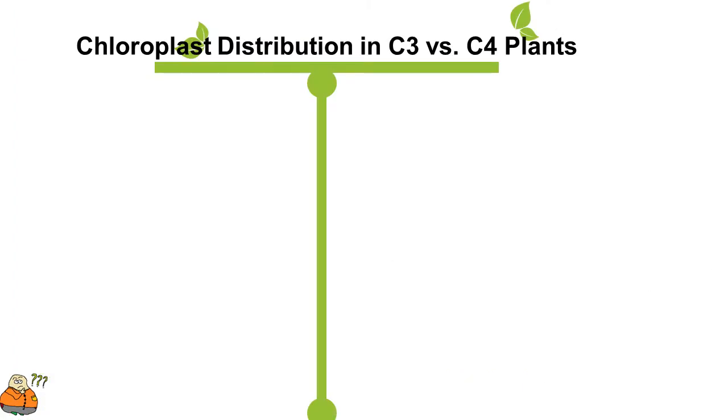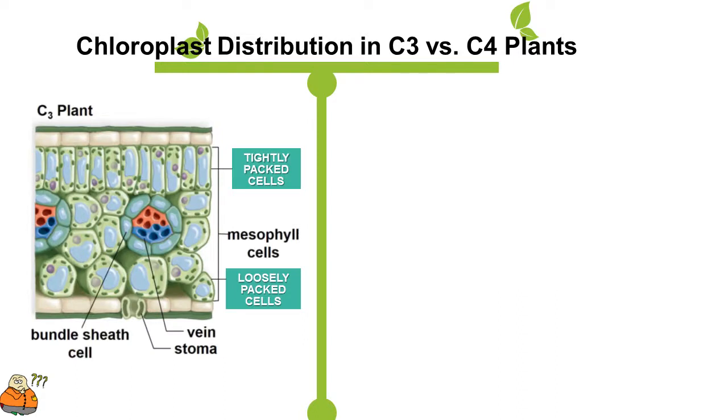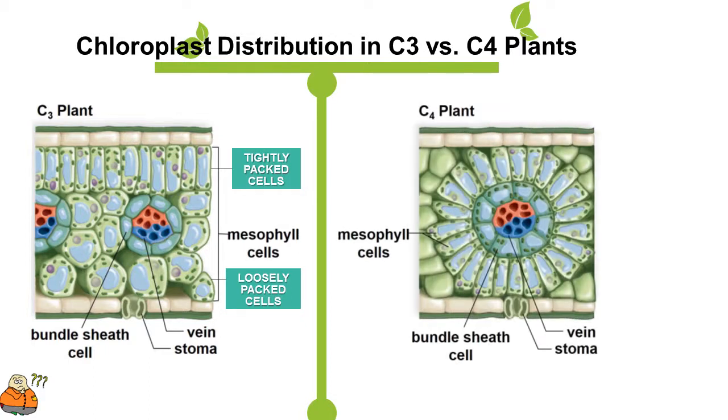Okay, what about the chloroplast distribution in C3 and C4 plants? Is the arrangement of the leaf structure the same or different? Let's recall the cross section of a C3 plant leaf. The mesophyll cells of a C3 plant are between the upper and lower layers of epidermis cells. The layer of mesophyll cells consists of tightly packed cells and loosely packed cells. The bundle sheath cell has direct access to the air due to the presence of spaces within the loosely packed cells.